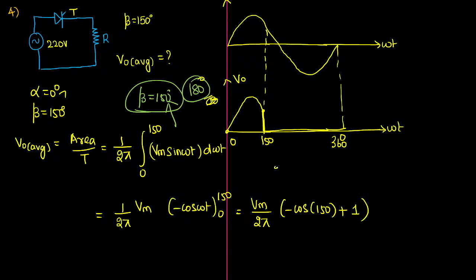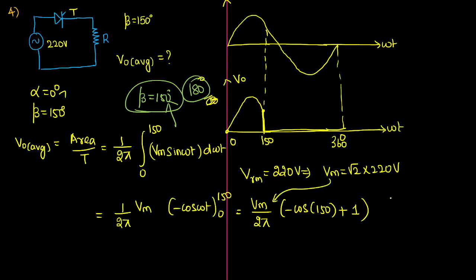For the maximum voltage, the supply RMS voltage is given in the question: 220 volts VRMS. From this, Vmax equal to root 2 times VRMS. Be conscious with each and every term. So if you substitute that here, you will get the value of V0 average.